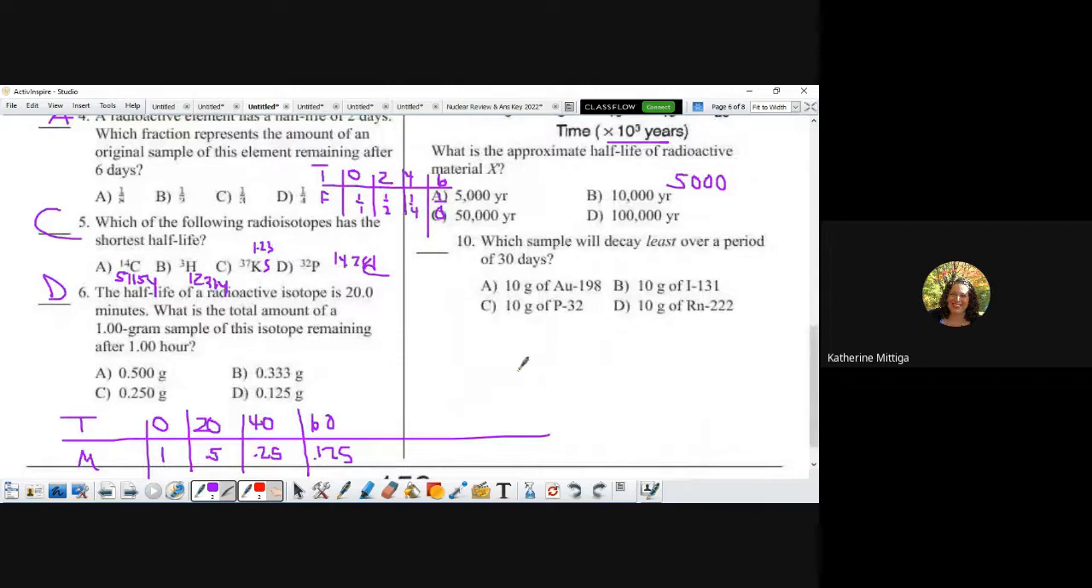Which sample will decay the least over a period of 30 days? So gold-198 has a half-life of 2.695 days. So that's going to decay a lot. Iodine-131, 8.021 days. That's also going to decay significantly. Phosphorus-32, 14.28 days. And how about radon-222? 3.823 days. So which is going to decay the least? The one that has the longest half-life, so choice C.